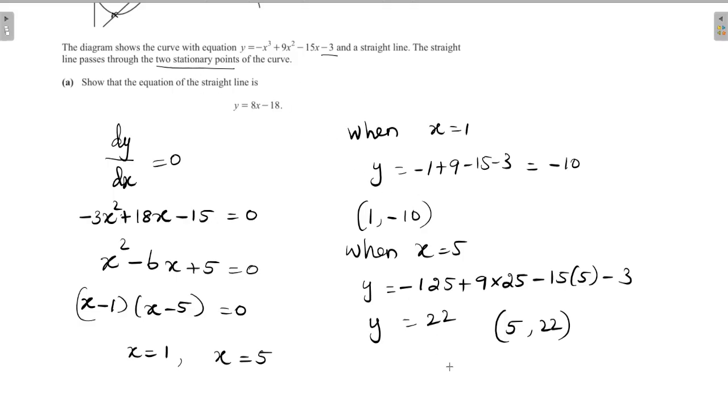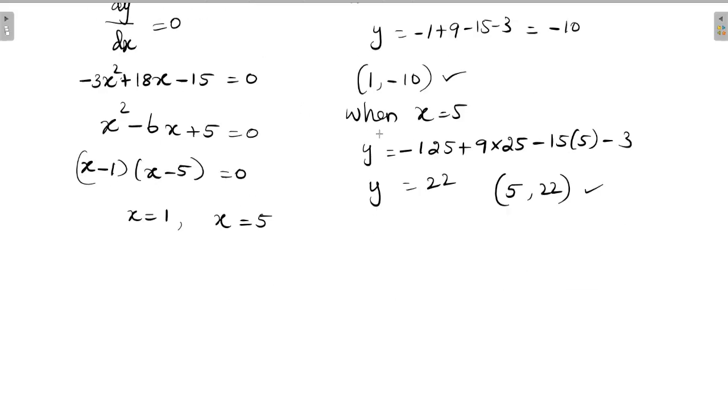The line is passing through these 2 points. Find the equation of the line using the two-point form, or by finding the gradient and using the one-point form. We can use any method. So let's find the gradient of the line. m = (y2 − y1) / (x2 − x1). So m = (22 − (−10)) / (5 − 1) = 32/4 = 8. The gradient is 8.